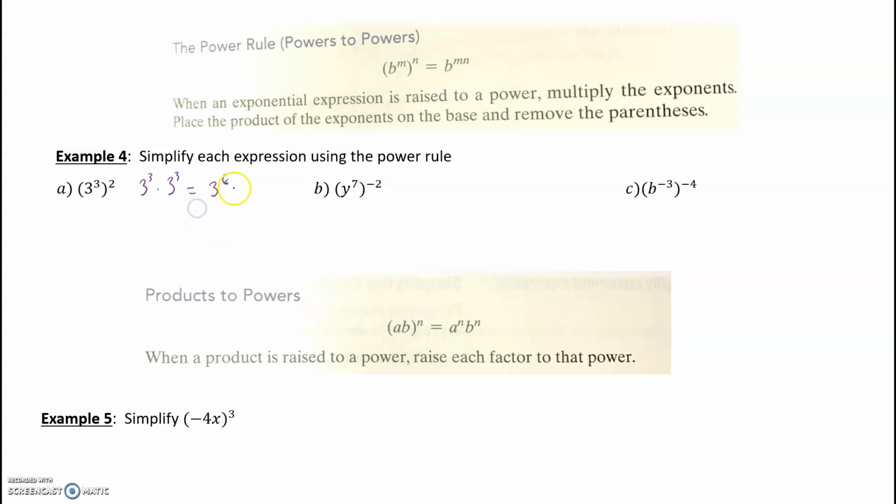3 to the 6th. So if you understand the concept behind it, 3 times 2 gets me 6. So power to a power, we're multiplying. 3 to the 6th is 729.